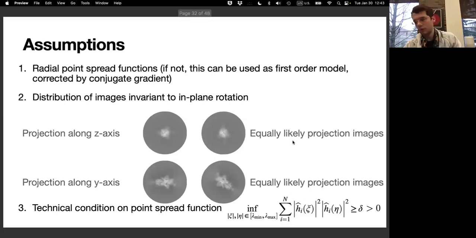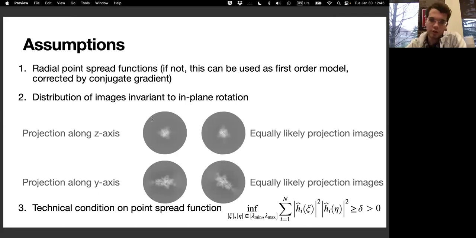Okay, so I have a disclaimer slide here just to keep the presentation honest. It's not super important, so if you're not interested, you can go ahead and zone out for a minute. But there are 3 assumptions. We will assume that this point spread function is radial. That's typically the case, but if it's not exactly radial, you can use this as a first order model and then try to correct it. And secondly, we assume something about the distribution of these random rotations. And I've tried to illustrate that here.